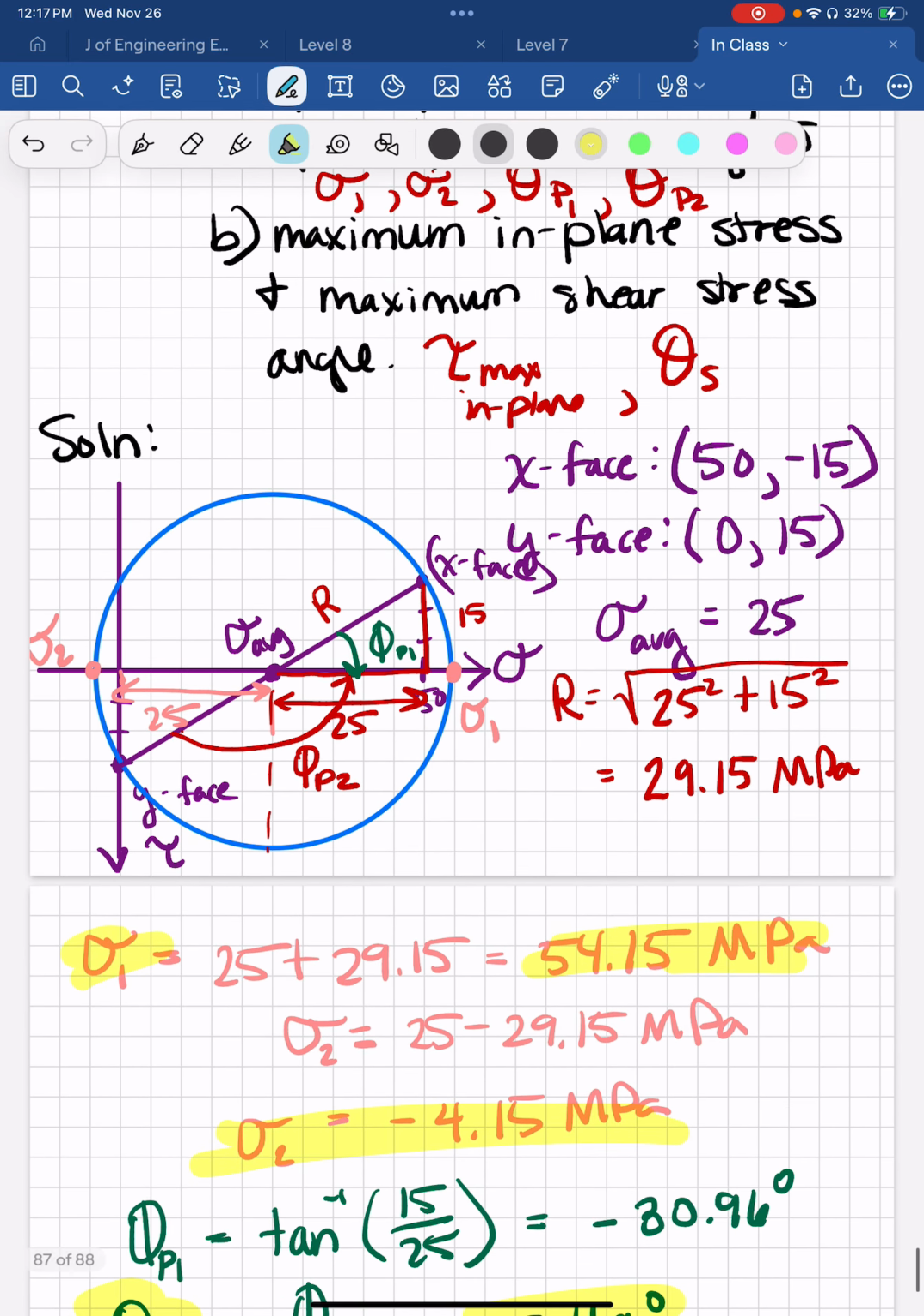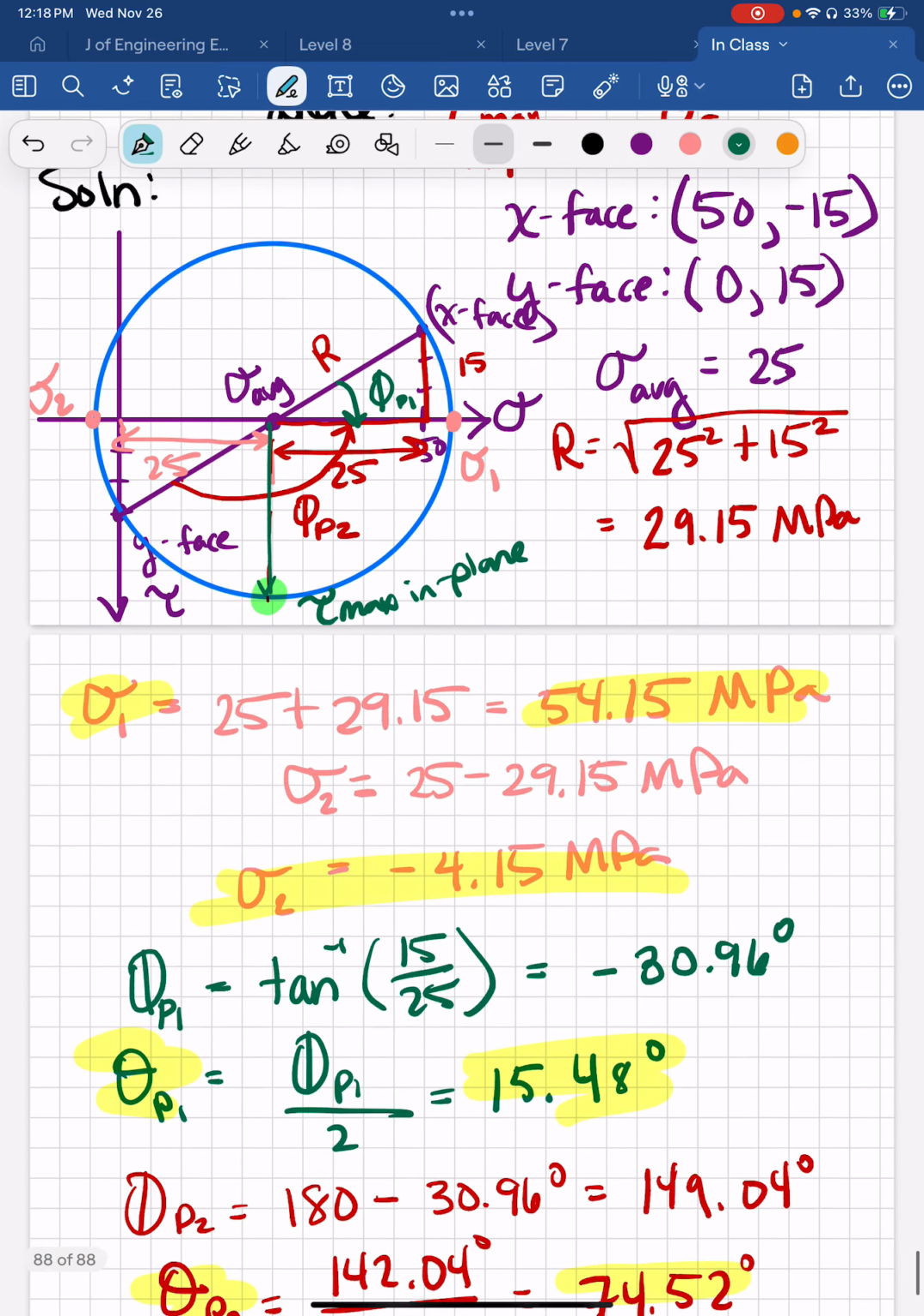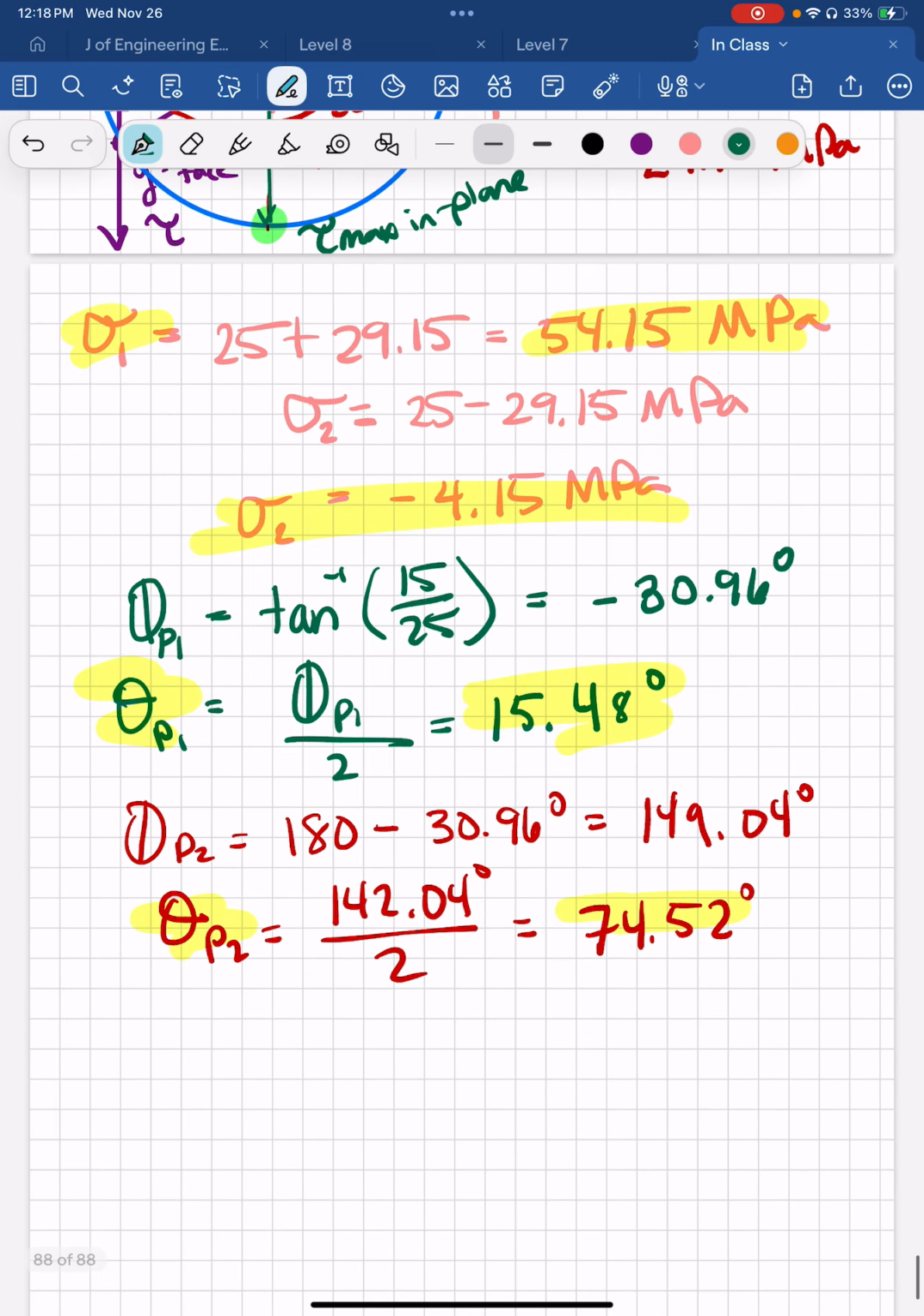The second part is we wanted to find the maximum in-plane shear stress. And so that is, oh, I like a different color, I'll do that one. So that would be down here. Oh, that was the wrong one. So that's the max in plane. And we know that radius, so it's just going to be down in that positive direction of that radius. So tau max in plane is going to equal 29.15.